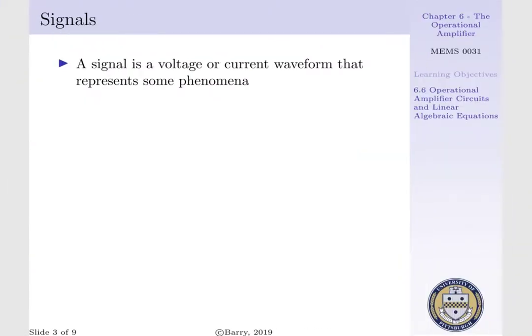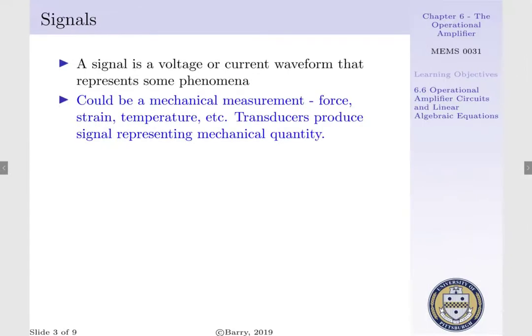A signal can be a voltage or current waveform, that is, the amplitude of our voltage or current can vary with time to represent some physical phenomena. For instance, our signal could be representing a mechanical measurement, either force, strain, or temperature. We could use transducers to measure pressure or force on a surface, strain gauges to measure strain, or thermocouples to measure temperature.